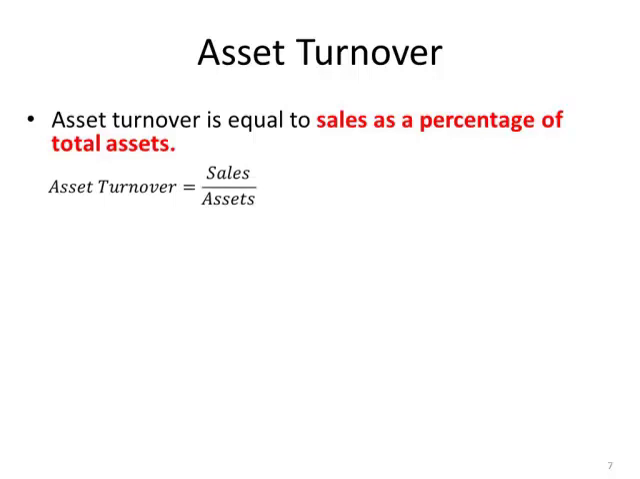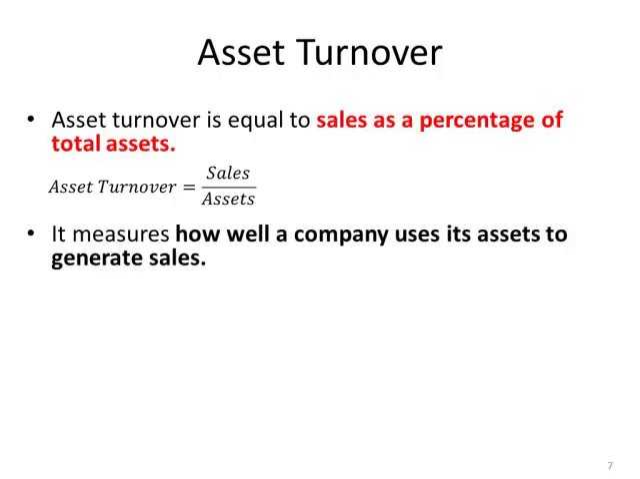So again, fairly simple, fairly straightforward. These are both items that are easily found on the company's financial statements. So sales you will see as revenues or something like that on the income statement. And then assets will be on the balance sheet, and you'll see the total company's assets there. And here what we are measuring is how well a company uses its assets in order to generate sales.